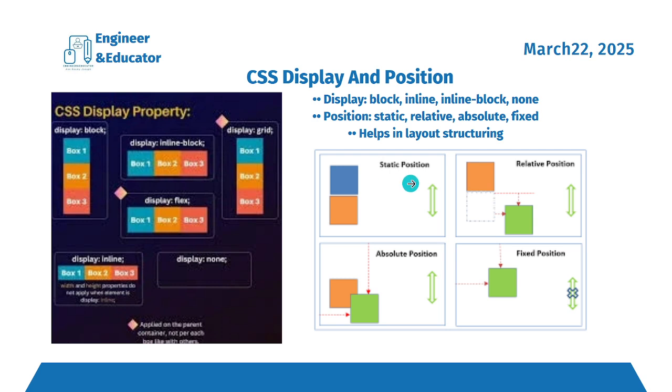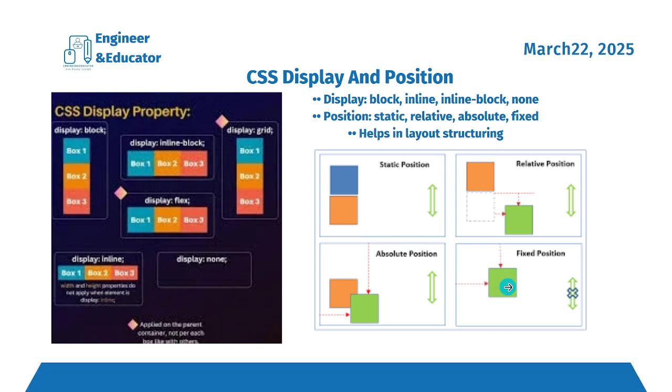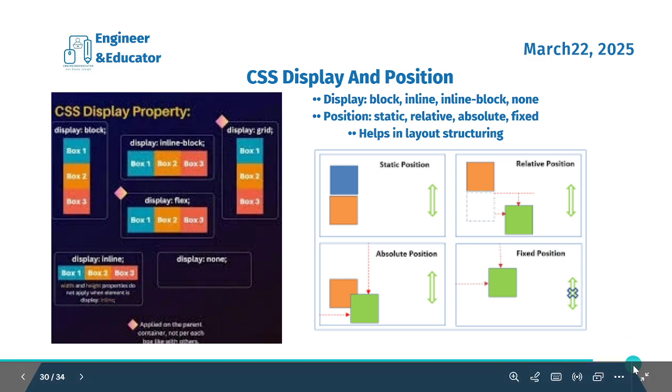And positioning. Static position is like this. If it is a relative position, then it is like that. So that means it will be relative to some other element, or relative to the parent element. Absolute position will be like this, and the fixed position will be like this. You cannot scroll it, so it will be in a fixed position. We can do it and see, then you will understand it better.